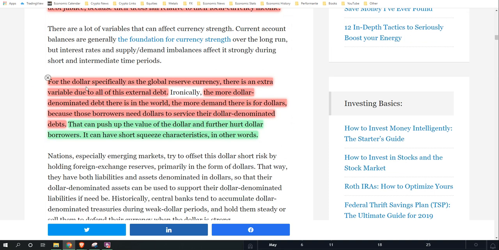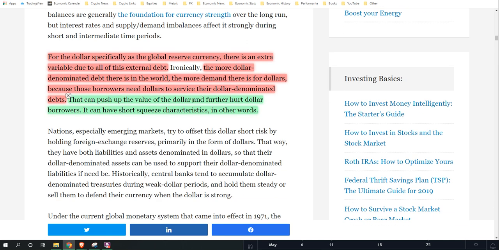All right, so for the dollar specifically as a global reserve currency, there is an extra variable due to all of this external debt. Ironically, the more dollar-denominated debt there is in the world, the more demand there is for dollars, because those borrowers need dollars to service their dollar-denominated debts. That can push the value of the dollar further up and hurt the dollar borrowers. It can have short squeeze characteristics, in other words.